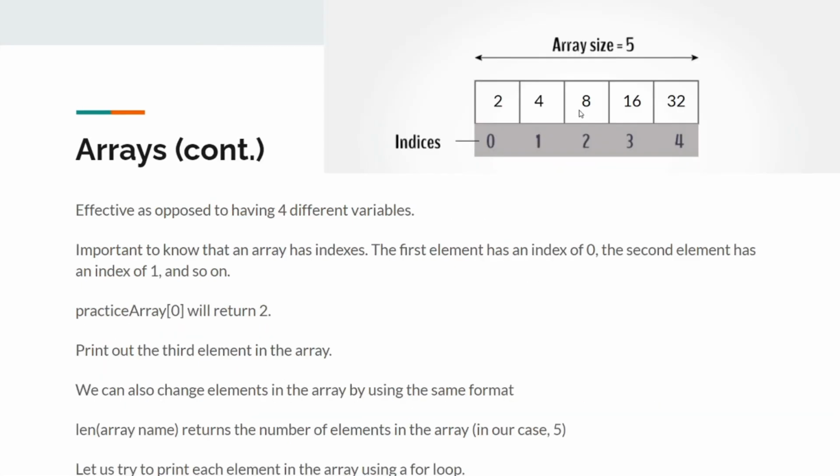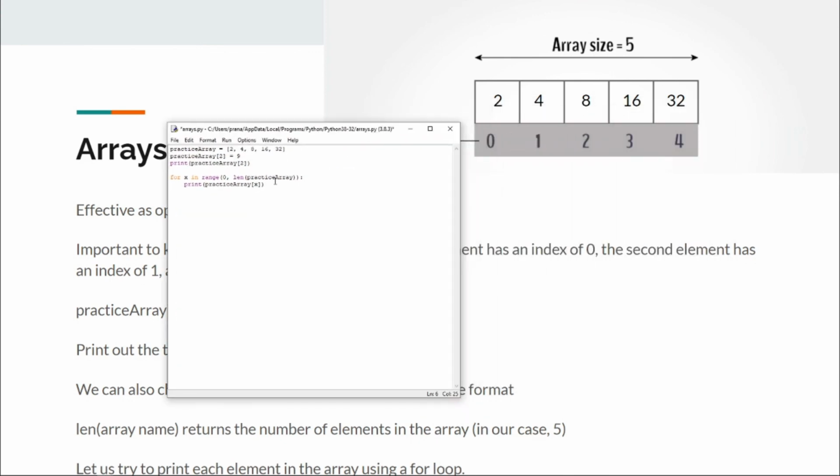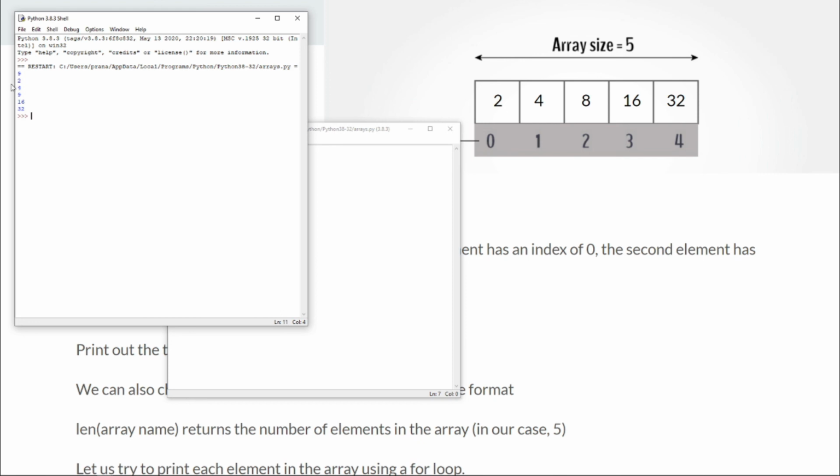Because in a for loop, the last one is not included. The final bound isn't included when executing code. So if we run this, you'll see that it prints out 2, 4, 9, 16, and 32.